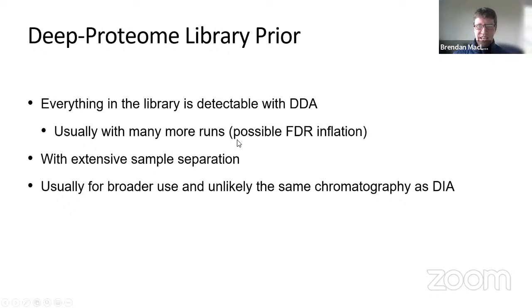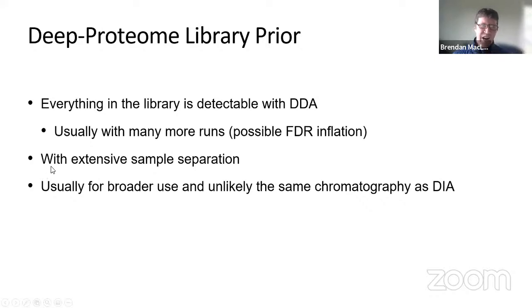And usually with many more runs. As we increase the number of runs, and there are plenty of papers about this in proteomics and mass spectrometry, as we add a bunch of different runs, we start to potentially inflate the false discovery rate. So we need to be really careful about that. With 42 runs, we might actually get a lot of things that were not detectable.